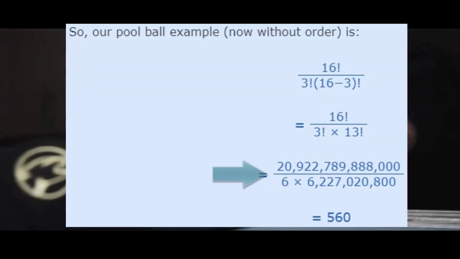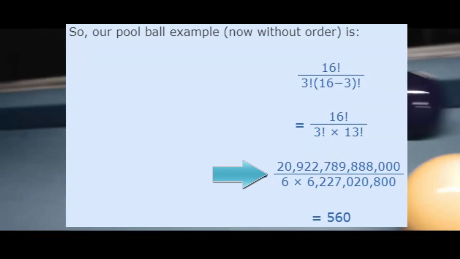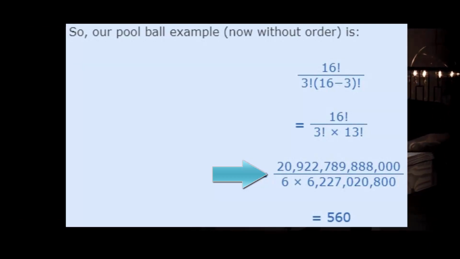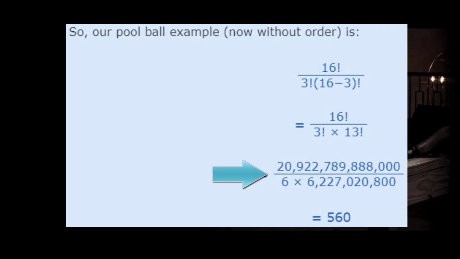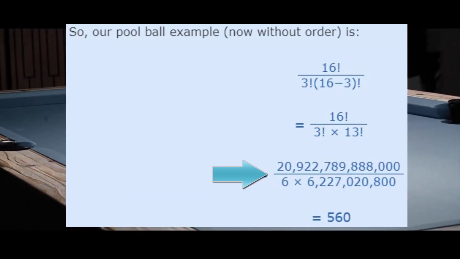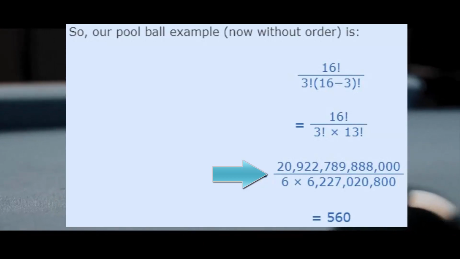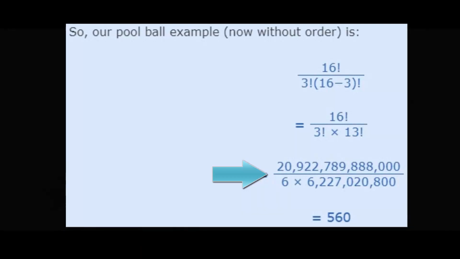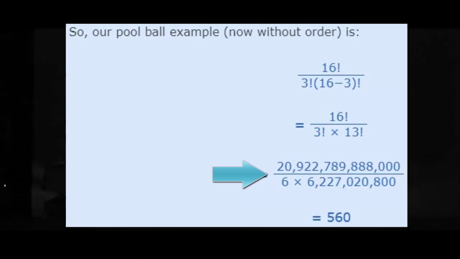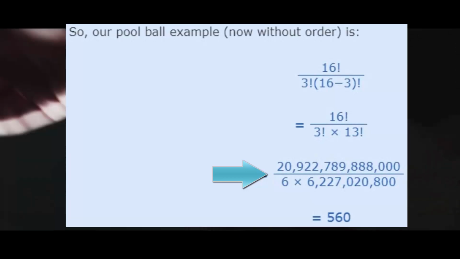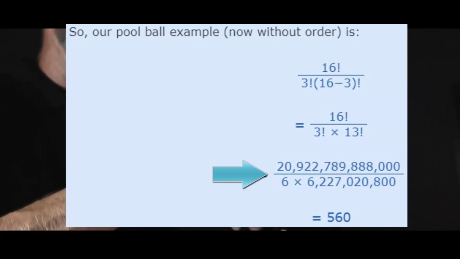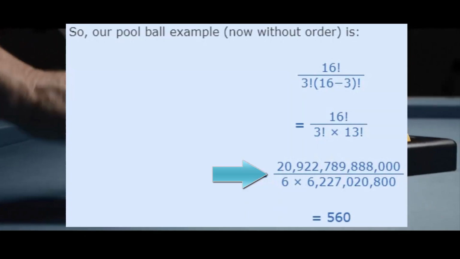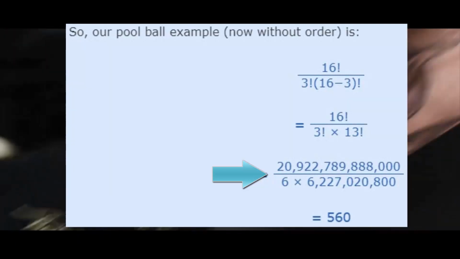Now, as I solve for this, I get a huge number, don't I? Take a look at this number here. It's like a gajillion. What is it? It's 20 trillion, 922 billion, 989 million, 888,000 over 6 times 6 billion 227 million 20,800. That is a big number, but it's just a fraction. That's all it is.